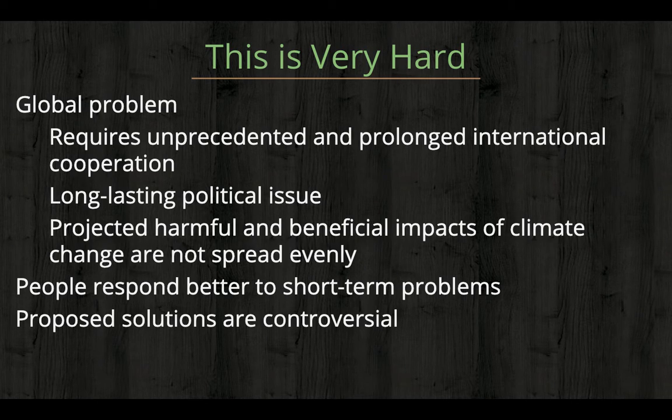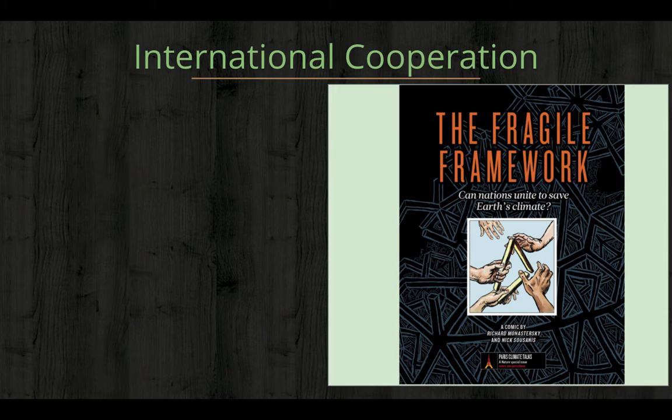Also, there aren't always clear best solutions. As you know, many unintended consequences can happen when you try to deal with something at an ecological scope. Systems are complex, so there might not be one best way to deal with it. As far as international cooperation goes, you will read the Fragile Framework as part of your case study.